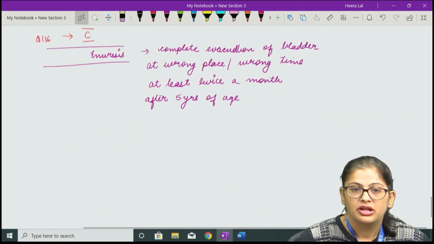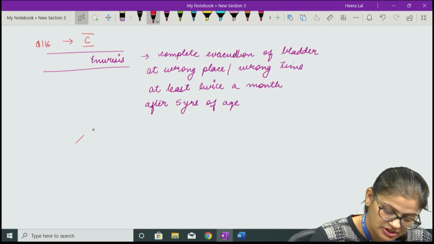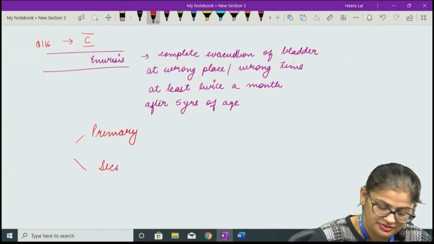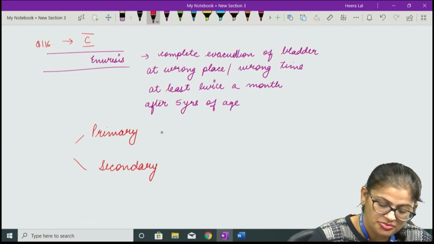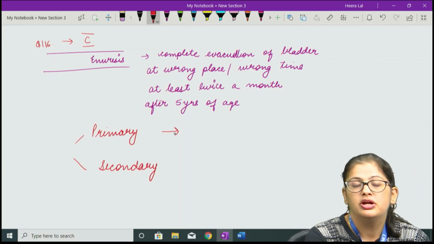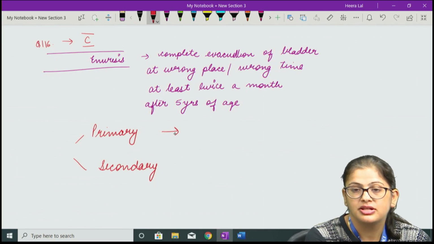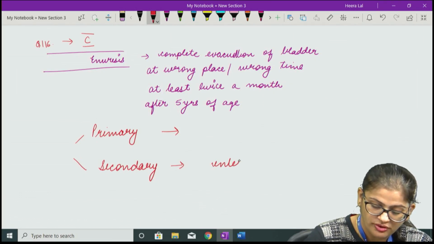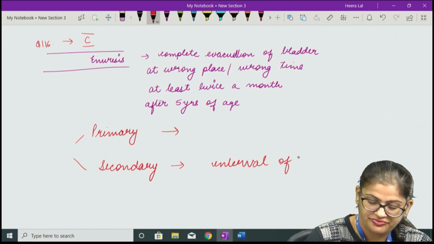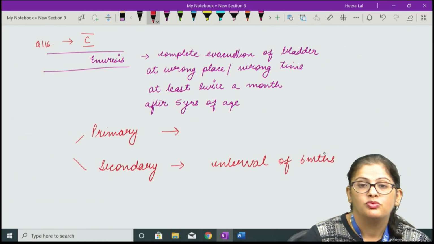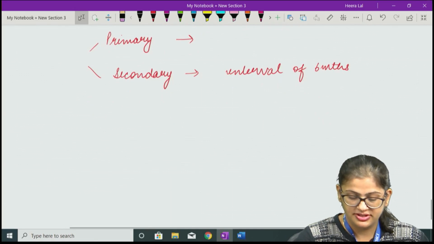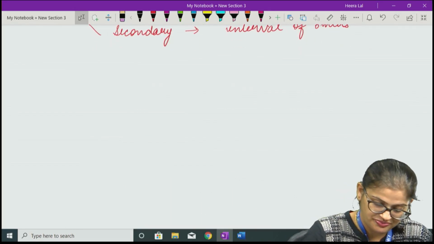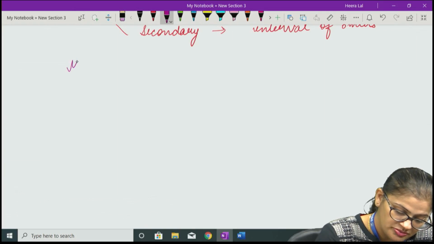And now enuresis can be either primary or secondary. Primary results when there has been no interval period when the child has become dry, while secondary is when there is at least an interval of 6 months when the child had shown dryness or he had become continent. So there is another important term with regard to enuresis.